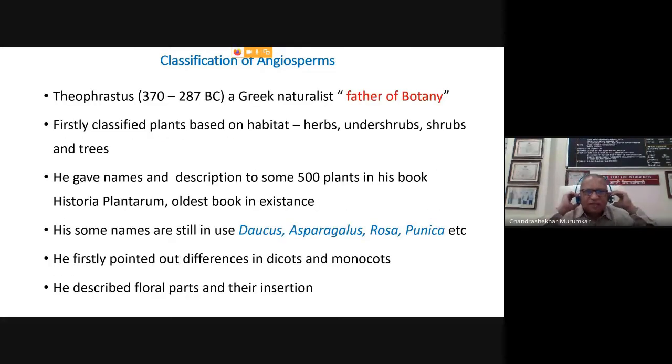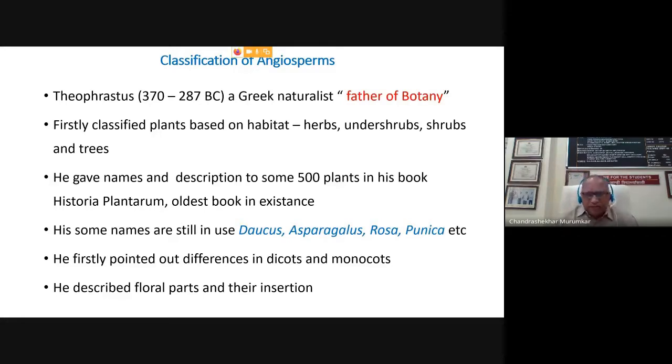As far as the classification is concerned, the credit has to be given to the earlier Greek philosophers. This Greek philosophical trend initiates with Plato. Plato had a student, his name was Theophrastus. Theophrastus lived from 370 to 287 years before Christ. So from the present day, he was present almost 2300 years back.